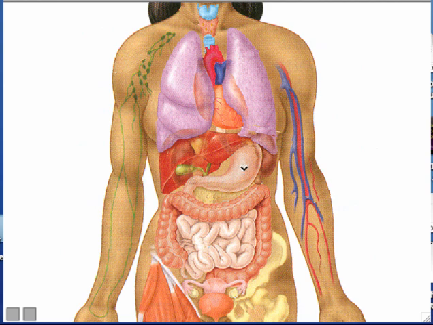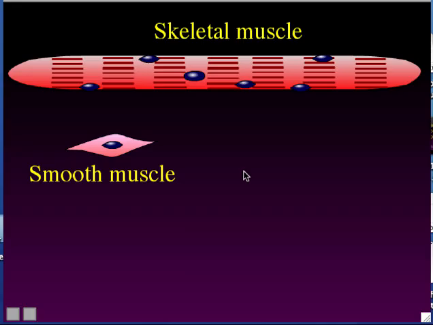Good, so it's involuntary. Let's see what it looks like at a cellular level. So there are the skeletal muscle cells. We saw those before. Here's a smooth muscle cell. They're described as short with pointed ends. An old word for pointed is tapered, so in some textbooks you'll see them described as short with tapered ends.